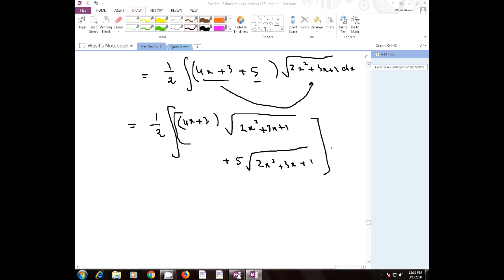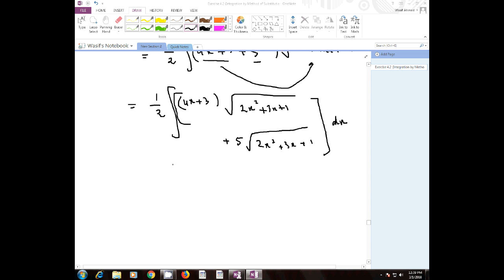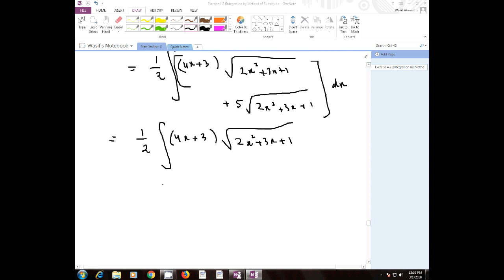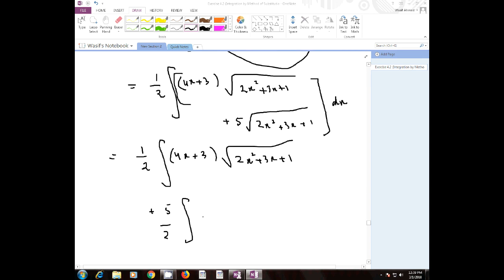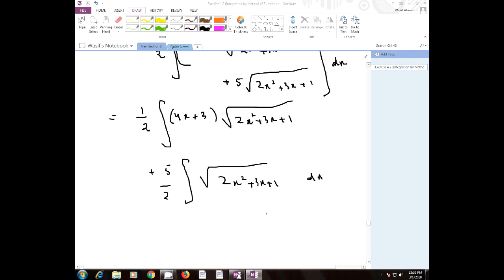You should write it in the systematic way. Now you have to apply the distributive law again. 1 by 2 integral of 4x plus 3, that is, you have to separate the integral, over square root of 2x squared plus 3x plus 1, plus 5 divided by 2 integral of 1 over square root of 2x squared plus 3x plus 1 dx. So we have these two integrals.